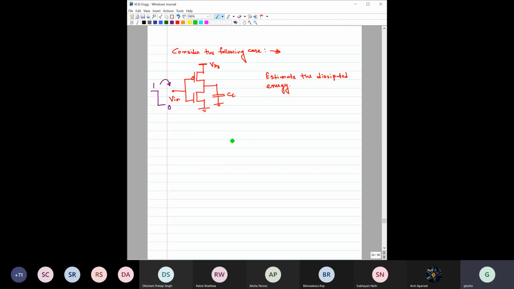Now regarding power, let us consider a simple inverter with PMOS, NMOS, output, and the load CL, and this is the input, which is switching from 0 to 1, and from 1 to 0. Here we need to estimate the total dissipated energy. Could you quickly calculate? I believe you would be able to do it. What would be the dissipated energy?